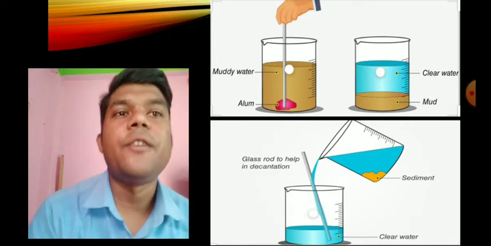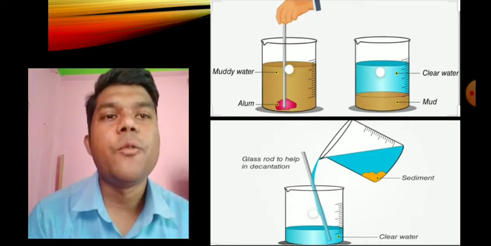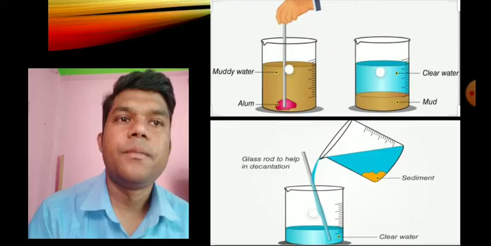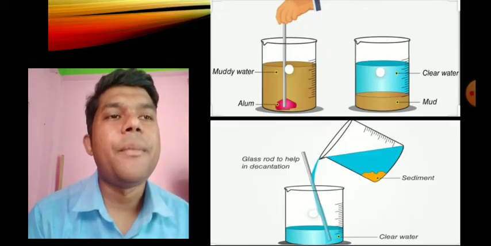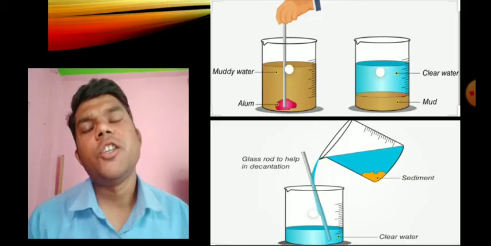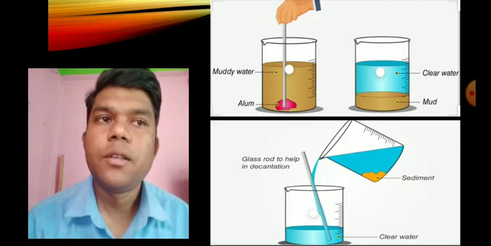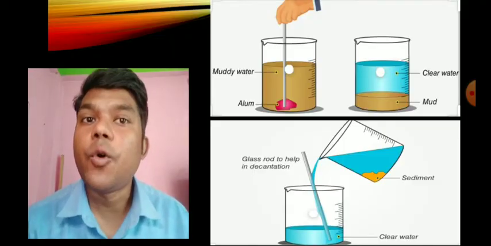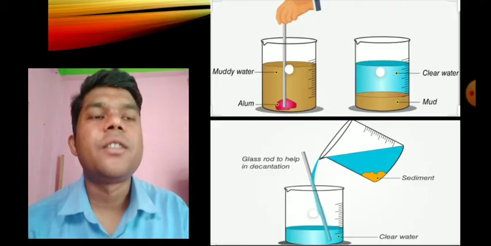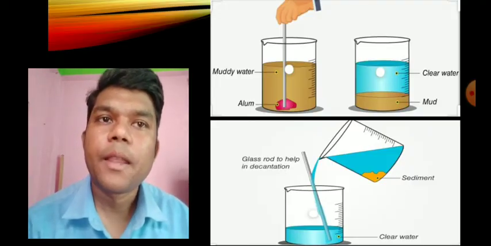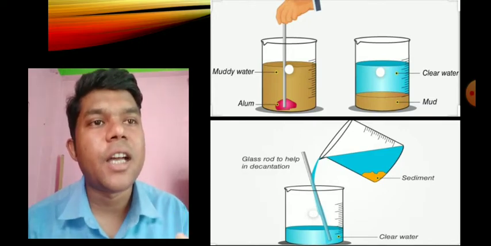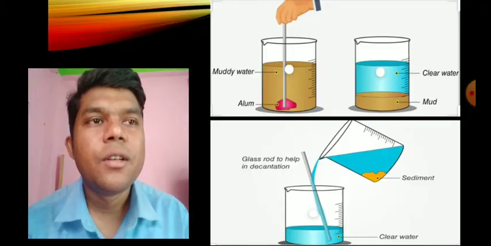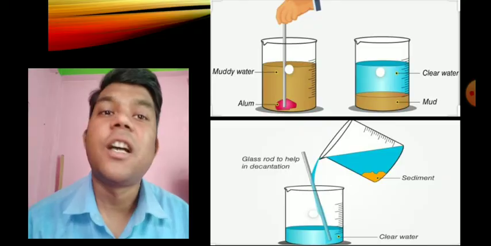In the first diagram you can see muddy water, mixed together with a glass rod. Next, after some time, you can see a separation into clean water and the mud. Why? Because the mass of the mud particles is more, and they slowly settle down. The mud slowly goes down and settles. So this first process is called sedimentation.